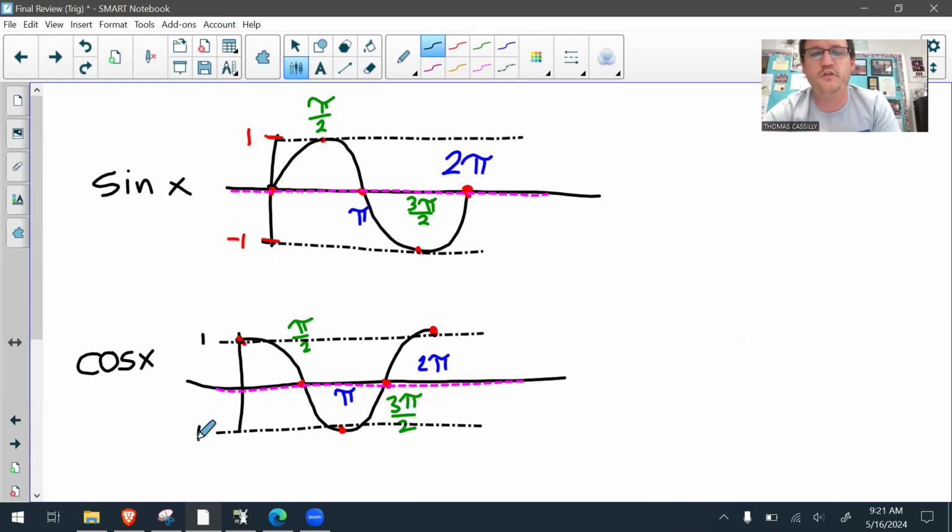So that's what these two formulas look like as graphs, as waves. A lot of times we call these waves because they look like waves in the ocean or something.